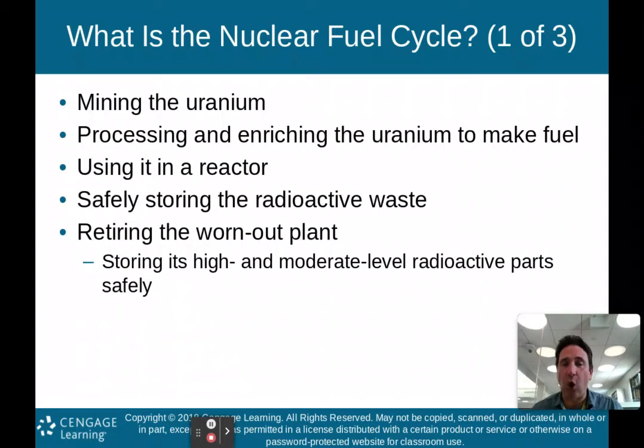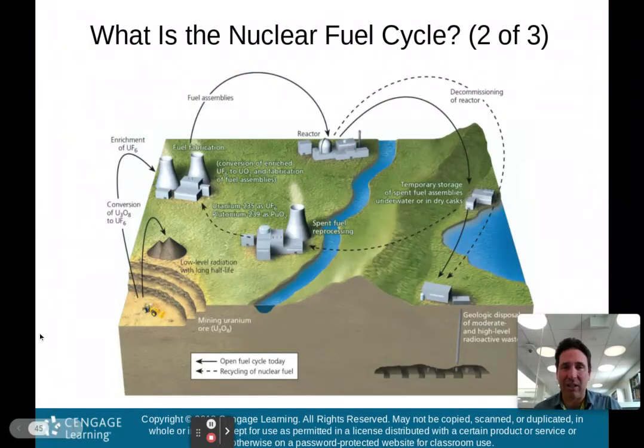Retiring the worn out plant also takes a lot because when you have to decommission these plants, it costs a lot of money because you have to store its high and moderate level radioactive parts somewhere. If you break down a nuclear power plant, you need to store every bit of it somewhere because every bit of it has some form of radioactive material in it, right? So now we've got to figure out where do we store all of this radioactive material, leftovers, coming from that nuclear reactor. So here is the nuclear fuel cycle. So again, here we are, mining that uranium, enriching it, right?